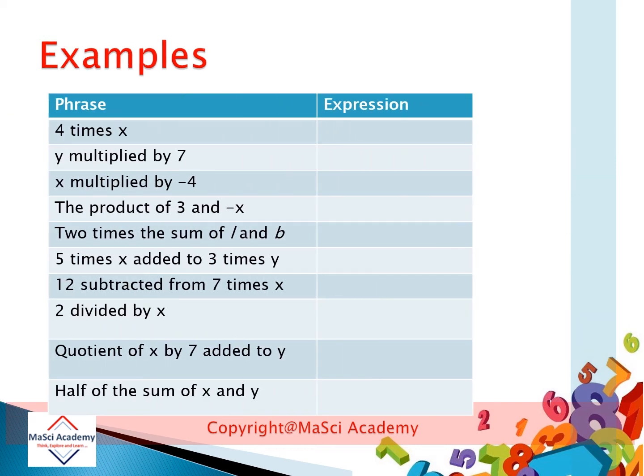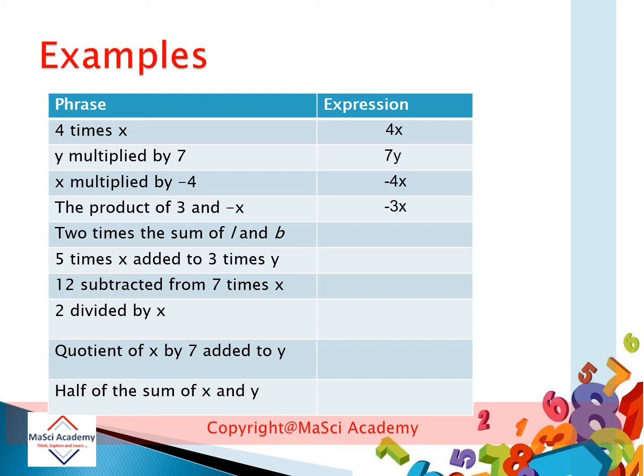Again we have some examples here. 4 times x would be 4x. y multiplied by 7 becomes 7y. x multiplied by minus 4. Be careful about the negative numbers. x multiplied by minus 4 would be minus 4x. It is not x minus 4. The product of 3 and minus x is minus 3x.